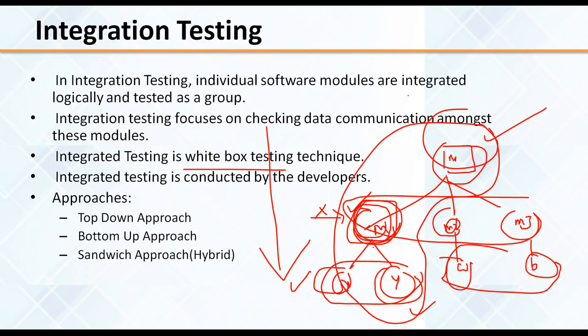In the top-down approach, if any sub-module is not yet implemented, instead of these modules, we will write a temporary program. This program will act as a sub-module, and this is called a stub. A stub is nothing but a temporary program which will assist you instead of a main module. So this temporary program will integrate all these modules.